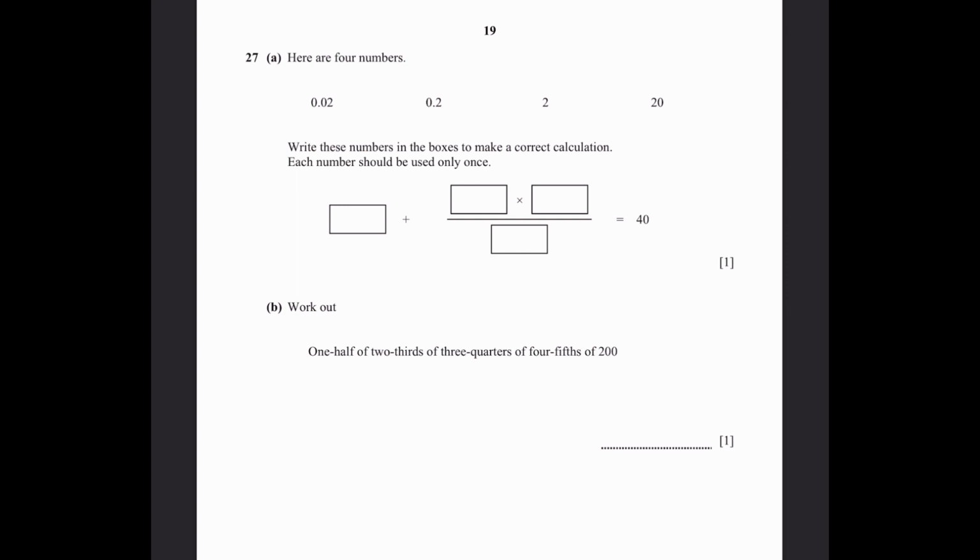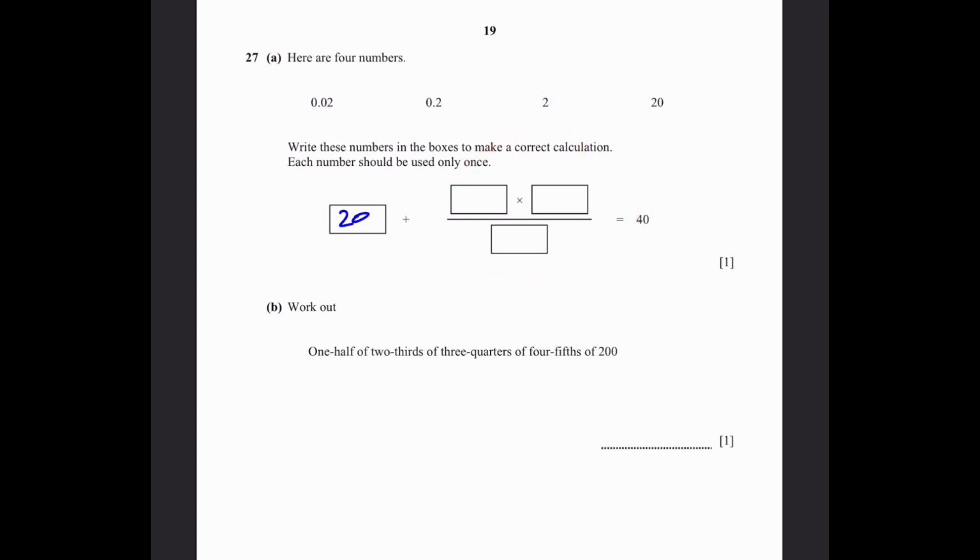Question 27. A. Here are four numbers: 0.02, 0.2, 2, 20. Write these numbers in the boxes to make a correct calculation. Each number should only be used once. We can say that we need to add 20 because if we add anything else, it's not easy to get 40. So we need to add 20 here. And this one must be equal to 20.